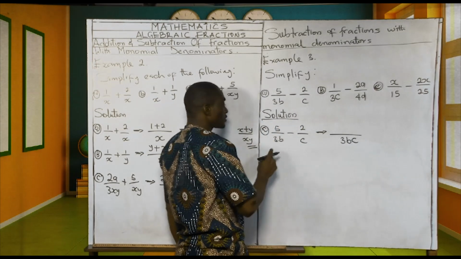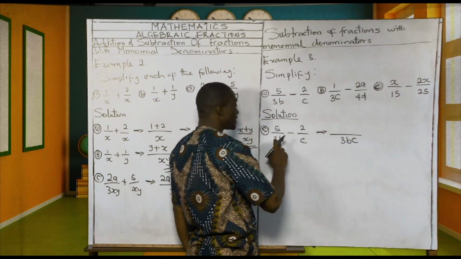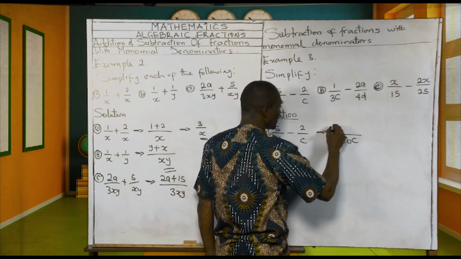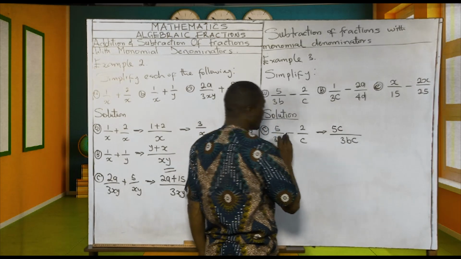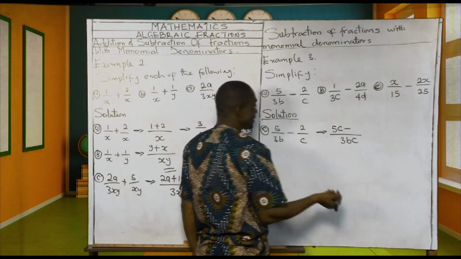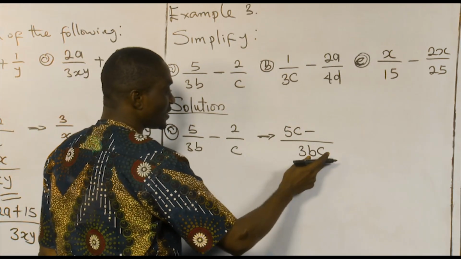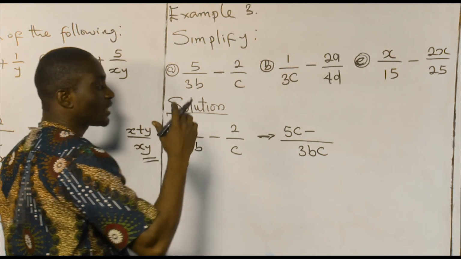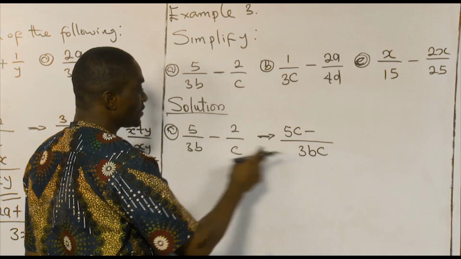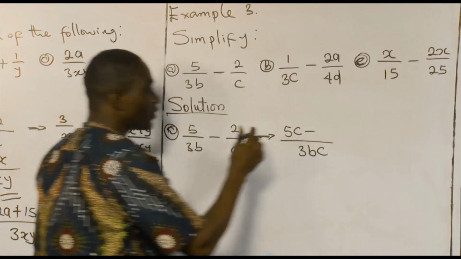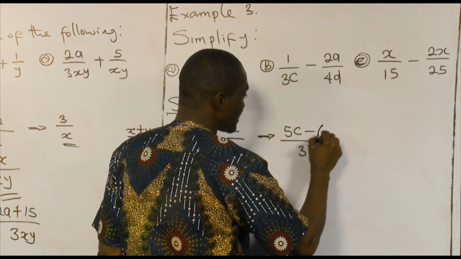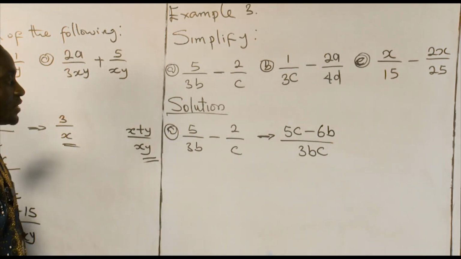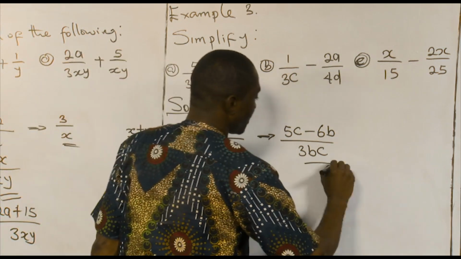3bc divided by 3b will give us c. c multiplied by 5 will give us 5c, and we have the minus sign. c in 3bc, that is 3bc divided by c, will give us 3b, and 3b multiplied by 2 will give us 6b. That is our answer.